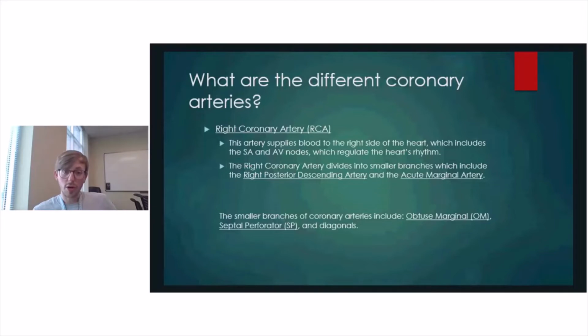The right coronary artery divides into smaller branches, which include the right posterior descending artery and the acute marginal artery. The smaller branches of the coronary arteries that we're not really going to go over in detail are the obtuse marginal, septal perforator, and the diagonals.